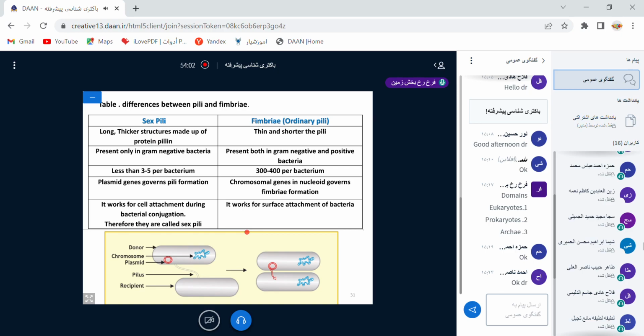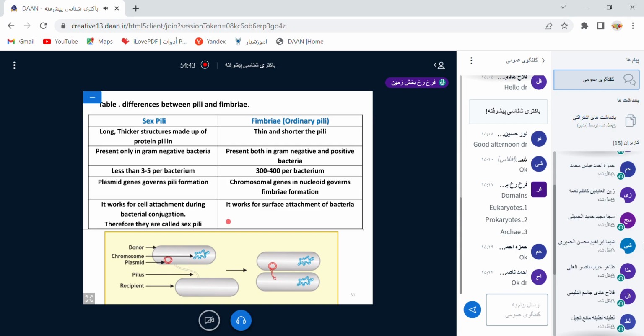So here in this table, you can see differences between pili and fimbria, sex pili and fimbria. Pili are long and thicker in structure; fimbria are thin and shorter. Pili are present only in gram-negative bacteria, fimbria are present in both. Pili number less than 3 to 5 per bacterium, fimbria 300 to 400. Plasmid genes govern pili formation. Chromosomal genes in the nucleoid govern fimbria. Pili work for cell attachment during bacterial conjugation, therefore they can be called sex pili.